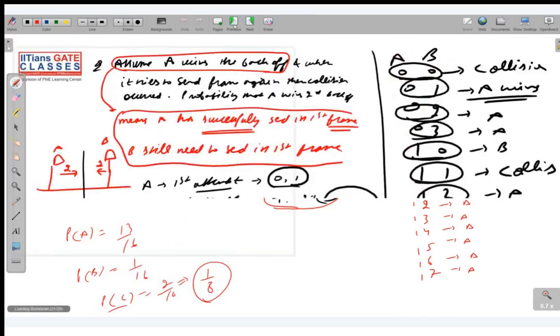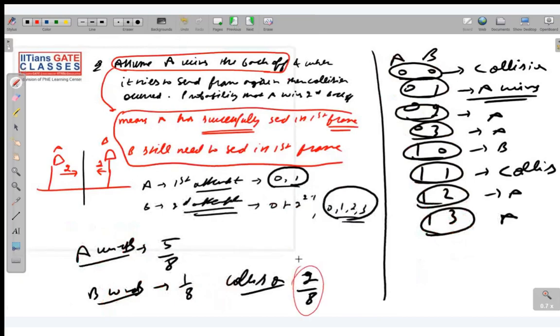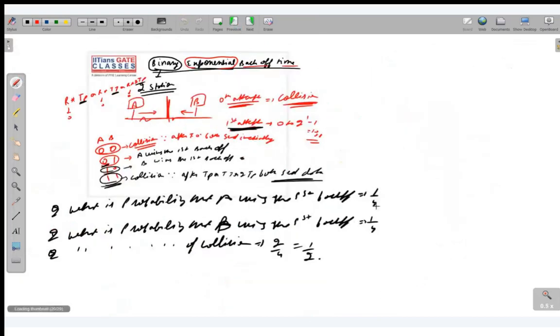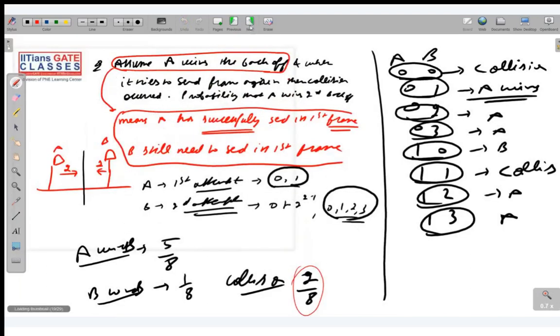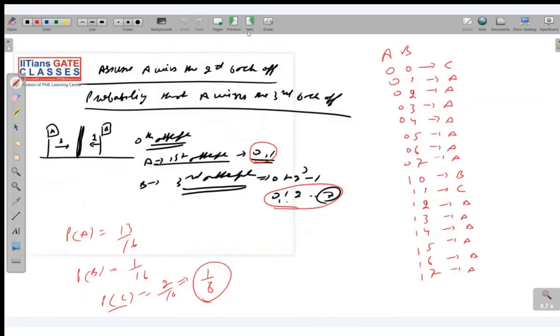Previously collision was 1 by 4, and at the first attempt probability of collision was 1 by 2. So collision chances are decreasing exponentially. That's why we call it exponential back off. And why are we calling it binary? Because we are talking about only two stations. We are not taking a third station into the picture. It will be very mathematical and it will not be asked. Don't worry about it. Okay.